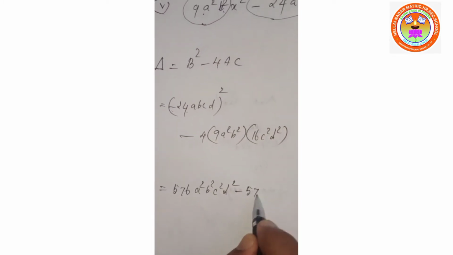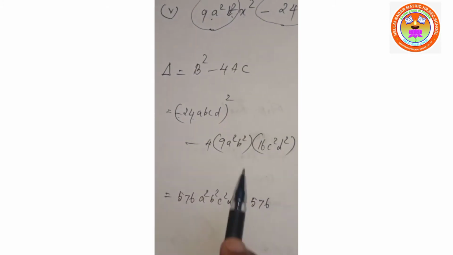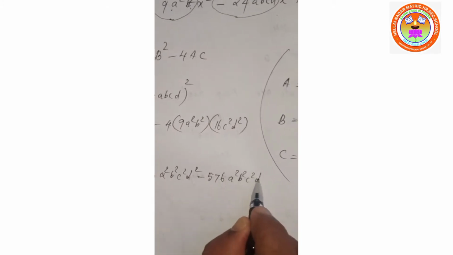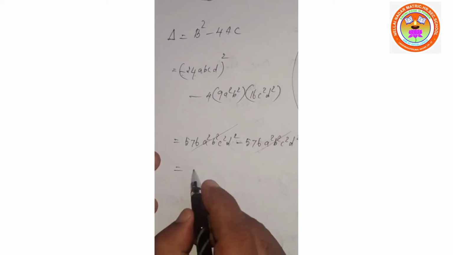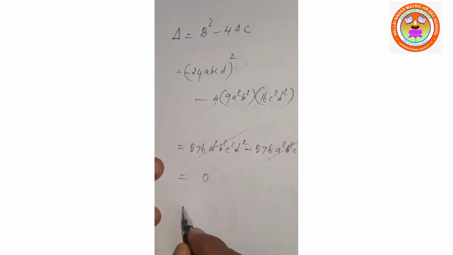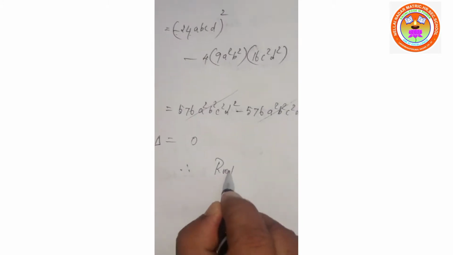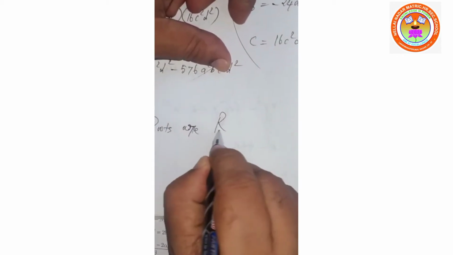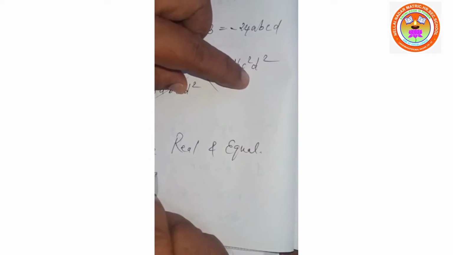Minus 576. Again I tell you, 4 nines are 36. 36 into 16 is 576, a squared b squared c squared d squared. These two are the same, correct? Both get cancelled, giving 0. If delta equals 0, the roots are real and equal. So problem number 1, all the 5 subdivisions are over.